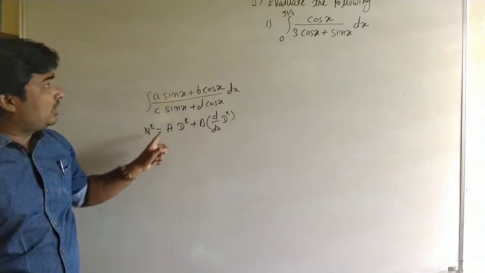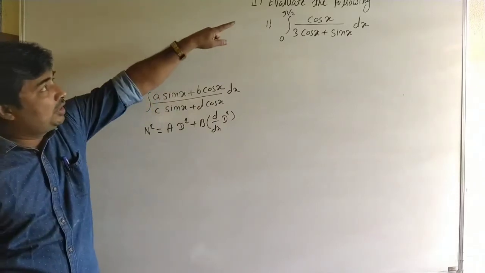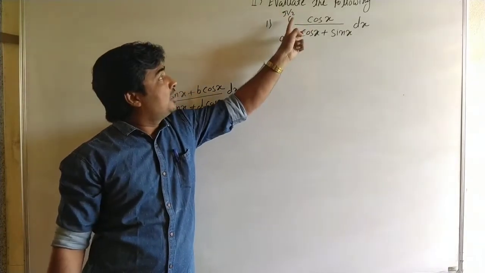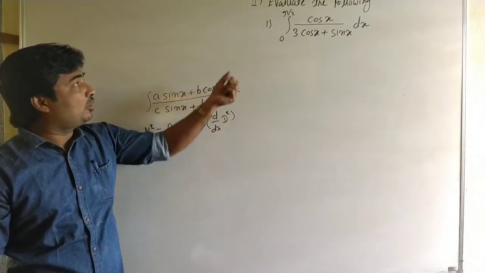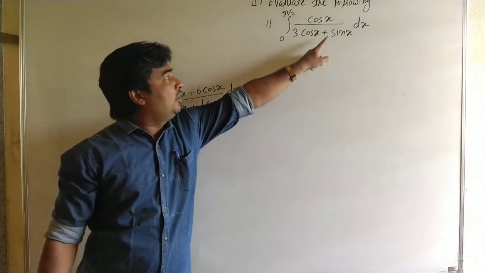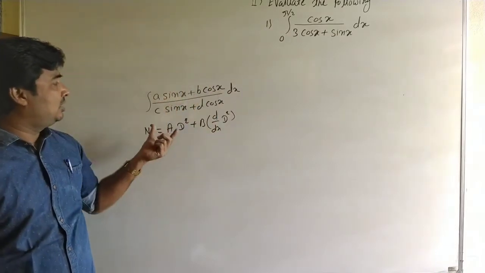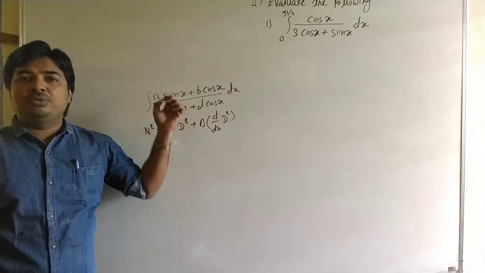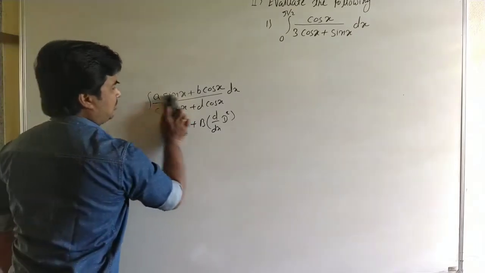Now here, the value of a is 0, and the value of b is 1. The sin x term is absent in the numerator, so a is 0. Therefore the sin term is cancelled, then b cos x, the value of b is 1. For c sin x, the value of c is 1, and the value of d is 3. That means this integral is of this type, where the numerator equals a into denominator plus b into derivative of denominator. First we evaluate this integral by using this method.